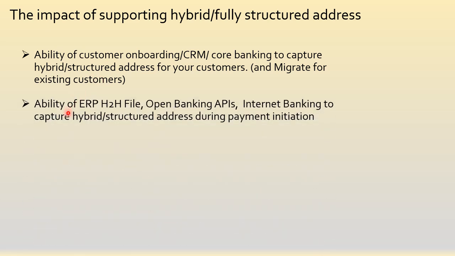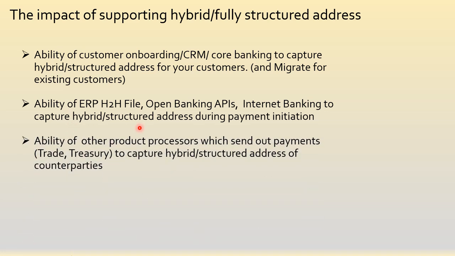Secondly, the ability of your external systems like your ERP H2H file, open banking APIs from external systems, and internet banking should capture hybrid address during payment initiation. For example, when you're doing a bulk upload from an internet banking, you should give the provision to capture such addresses by your corporates. Ability of other product processors which send out payments, like trade and treasury systems, also send out payments. So you should have the provision to capture such addresses in those systems as well.